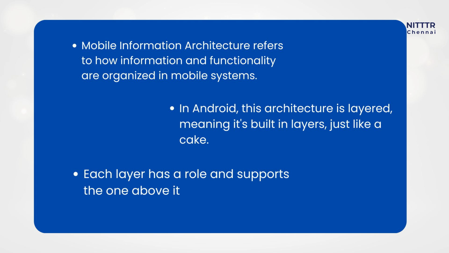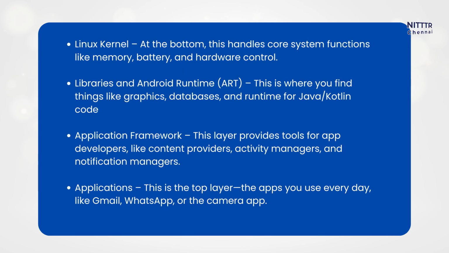The main layers are, first, the Linux kernel. This is at the bottom and handles the core system functions like memory, battery and hardware control of the mobile phone. The second one is libraries and Android runtime. This is where you find things like graphics, databases and the runtime for Java or Kotlin code. The third one is the application framework. This layer provides tools for app developers, like content providers, activity managers and notification managers.